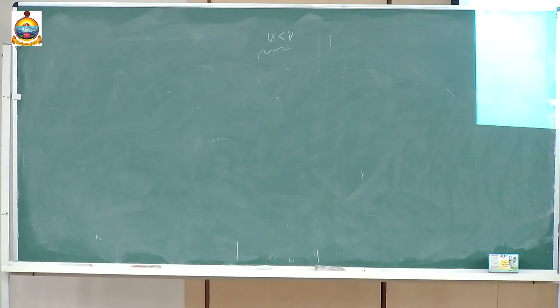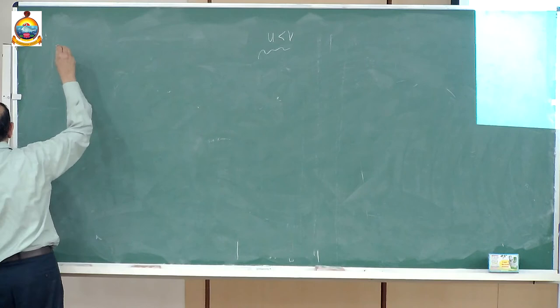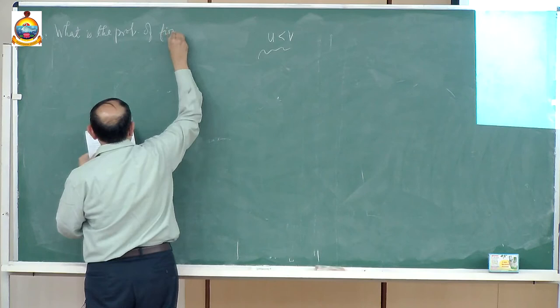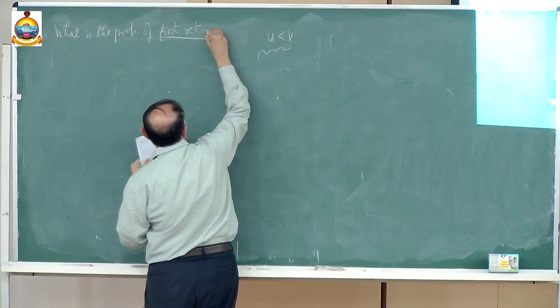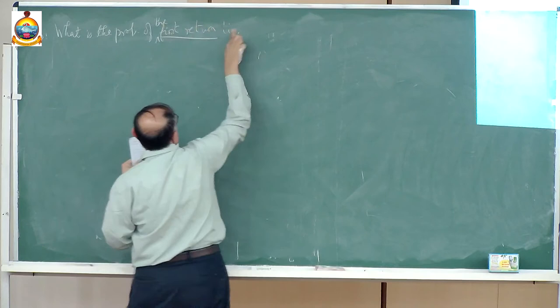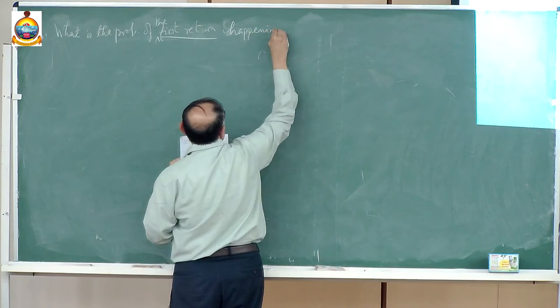We have 25 minutes. Okay, we'll go a little fast, but I'll put everything down. We'll ask the question in random walk language: what is the probability of the first return happening at time 2n?